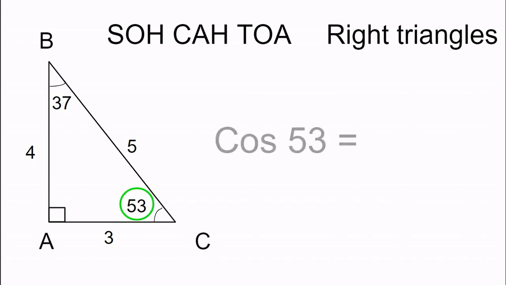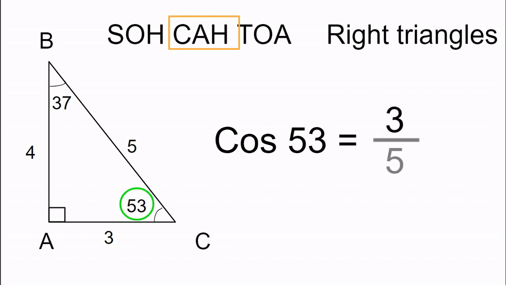Now what if I told you to find the cosine of this angle? Well, the C in the CAH stands for cosine. The A stands for adjacent, and the H stands for hypotenuse. So what this is saying is that cosine equals adjacent over hypotenuse. Now in this triangle right here with this angle, 3 is our adjacent side, and our hypotenuse is 5, which means that the cosine of 53 equals 3 over 5.